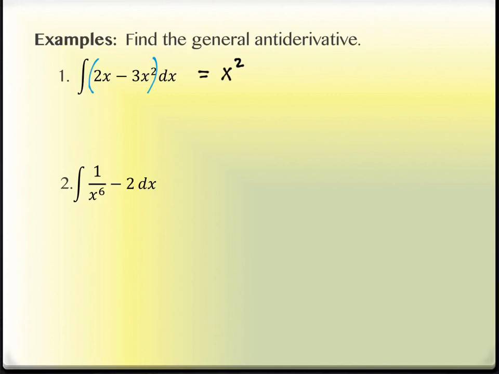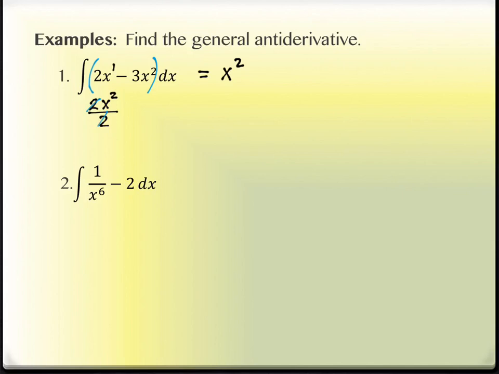Or you can think of it like this. This is 2x to the 1. The 2 at the beginning stays. I increase the exponent by 1. That makes it a 2. And then I divide by my new exponent, the 2. And then, of course, the 2's cancel out.